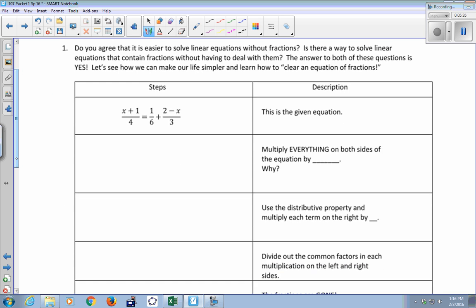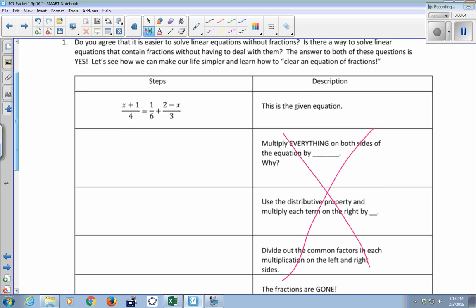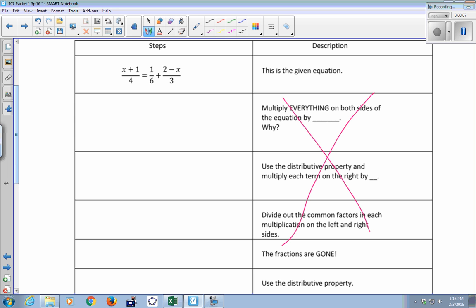Okay. So it's easier to solve linear equations when they don't have fractions in them, right? Generally, it's easier to do problems that don't have fractions in it. So the goal, whenever you see fractions, is to get rid of them. So first, create a common denominator, and then get rid of it by multiplying both sides by it. So I'm going to have you ignore all the directions here, and we'll just do this again.